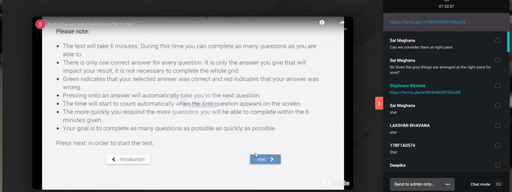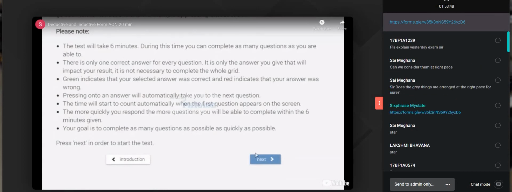Shaik wants to know. So we are doing clocks and cards. That is a sure thing. Sir, if the answer is wrong, will it go a level back or start from the first level?